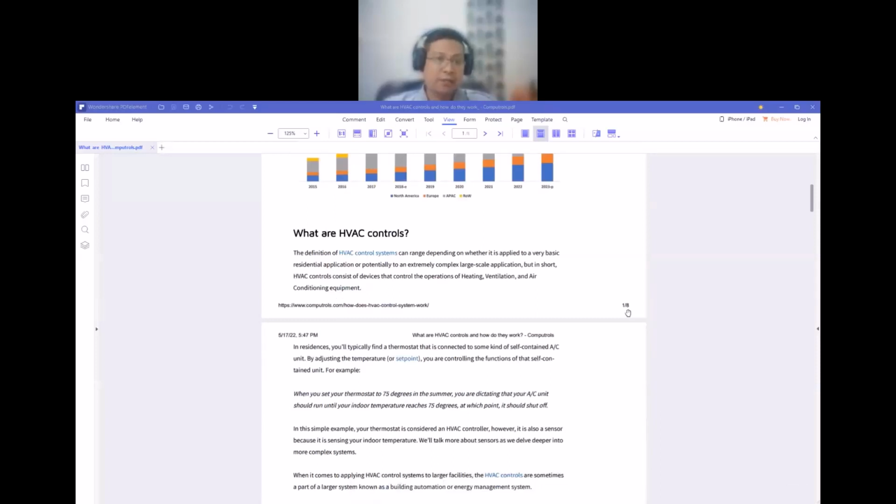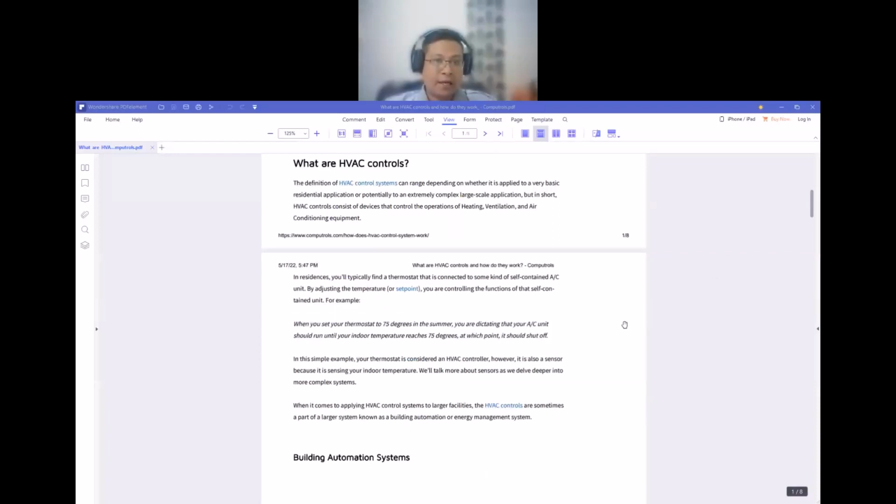The definition of an HVAC control system can range depending on whether it's applied to a very basic residential application or potentially to an extremely complex large-scale application. But in short, HVAC control consists of a device that controls the operations of heating, ventilation, and air conditioning equipment.